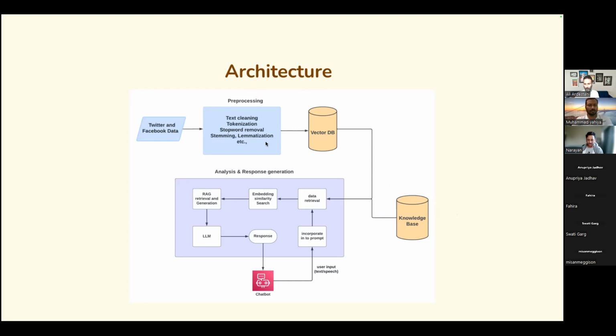So we started with pre-processing, for which we performed various steps. We will cover that in the next slide. We stored that in the VectorDB, and then we used the Mistral 7B instruct model from Hugging Face to retrieve the embeddings and then provide that to the chatbot. The user can provide input through either speech or text. That feature we have implemented in our chatbot. So yeah, I'll go to the next slide.